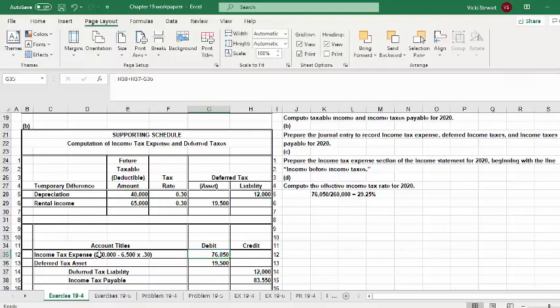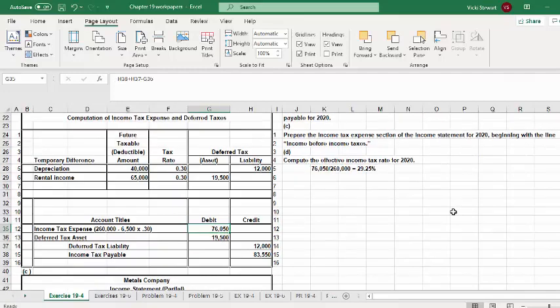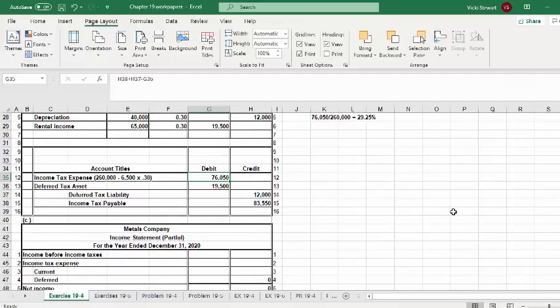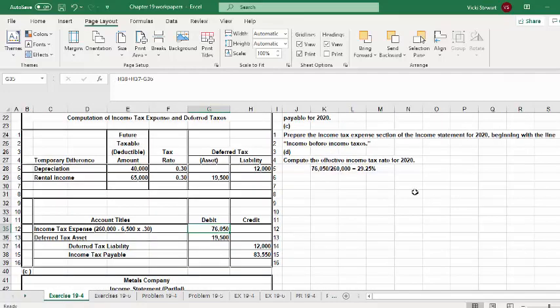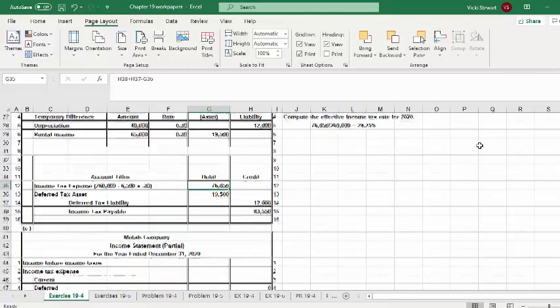We could also check that by taking our taxable income minus the $6,500 in permanent differences for the municipal bond interest times 30%, and that gives us $76,050. The C portion of the problem says to prepare the income tax expense section of the income statement for 2020, beginning with the line income before income taxes.